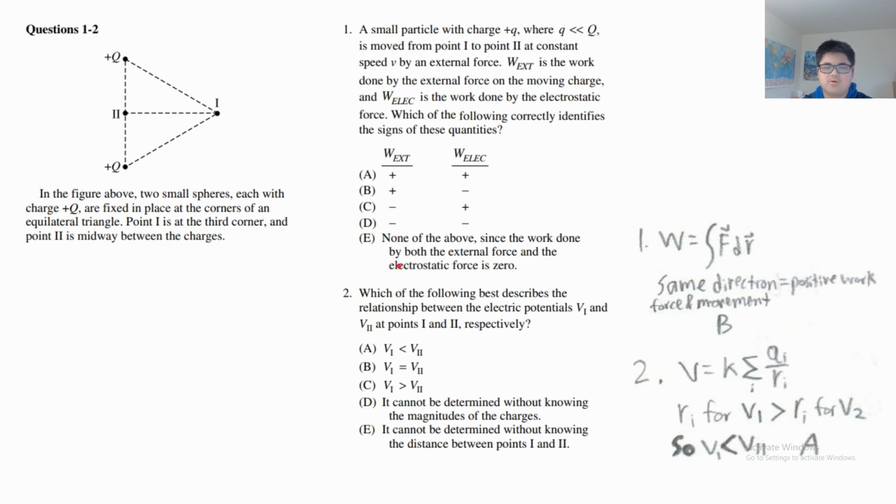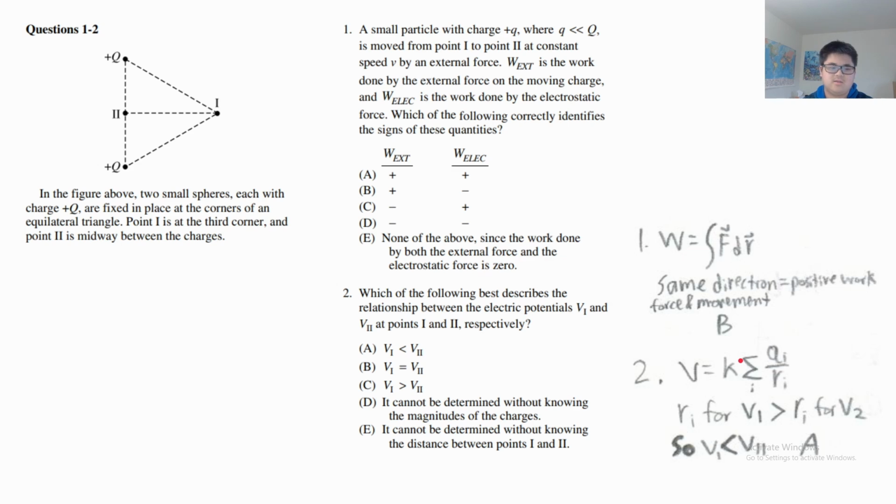Now question 2 asks about the relationship between the electric potentials at the 2 points, 1 and 2. The electric potential is equal to the sum, over all of the nearby charges, of the charge over its distance from the point, all multiplied by the constant 1 over 4 pi epsilon, which is also written as k. But in the context of this question, it doesn't really matter.